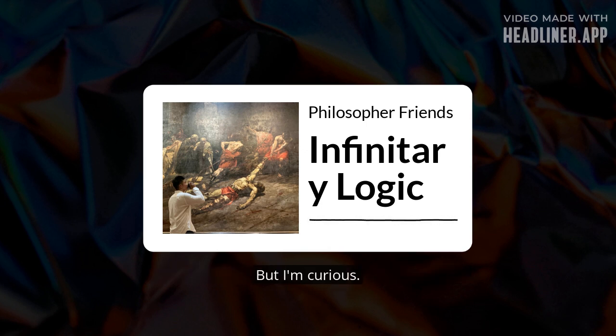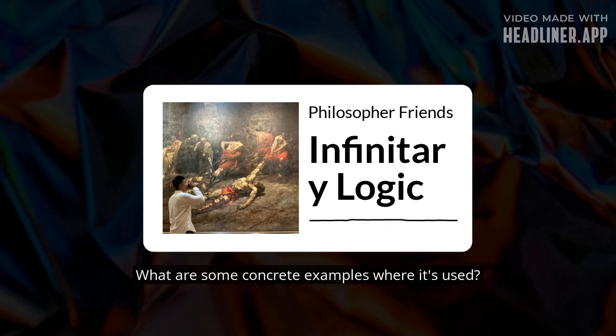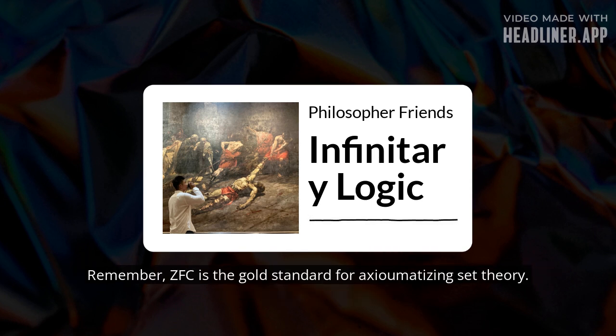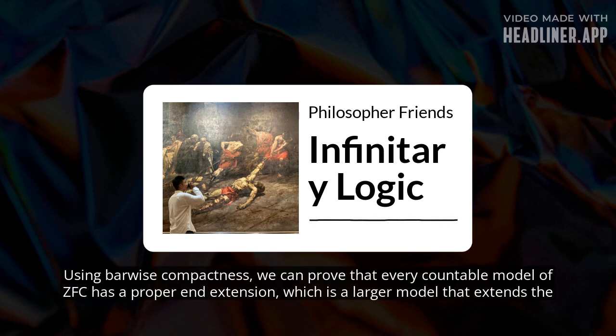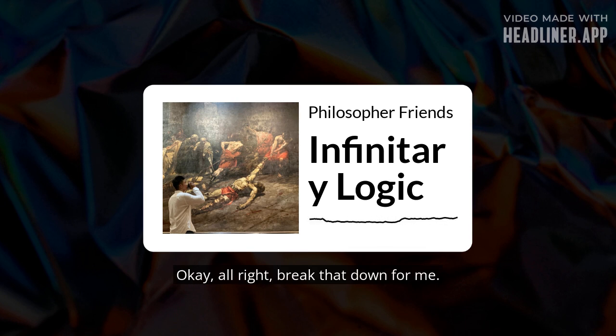Yes. But I'm curious, how does this Barwise compactness theorem actually play out in practice? What are some concrete examples where it's used? One fascinating application is in model theory, specifically in the study of models of ZFC set theory. Remember, ZFC is the gold standard for axiomatizing set theory. Using Barwise compactness, we can prove that every countable model of ZFC has a proper end extension, which is a larger model that extends the original one in a very specific way. Okay, all right. Break that down for me.